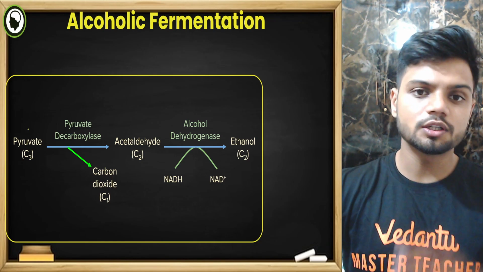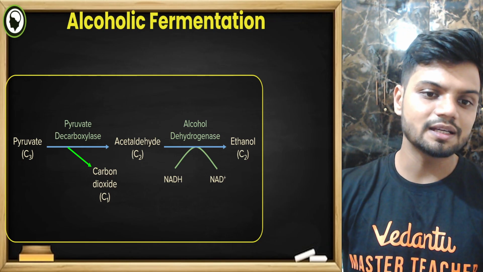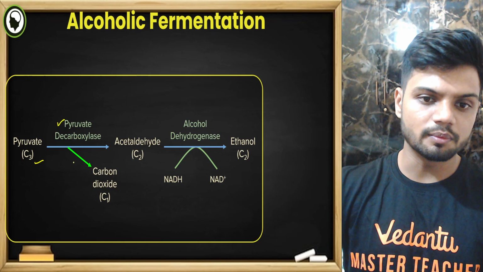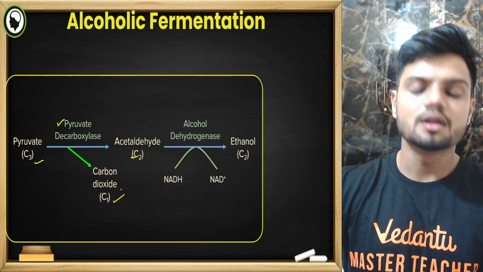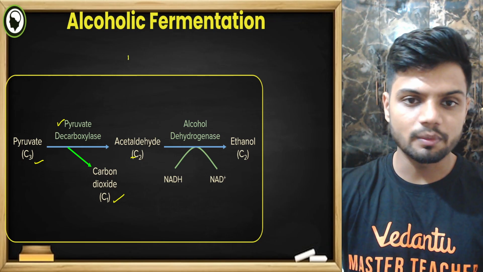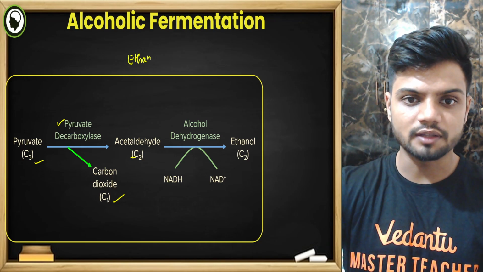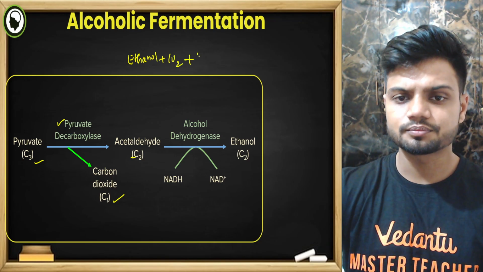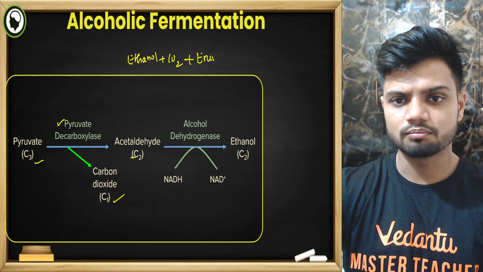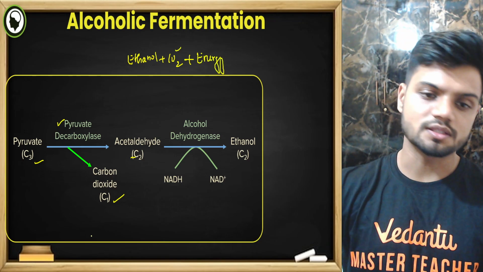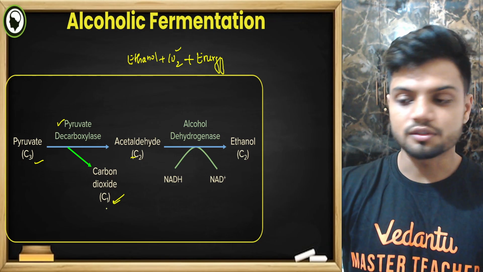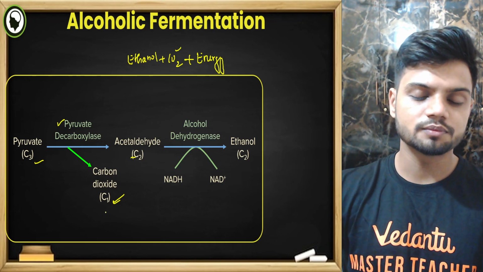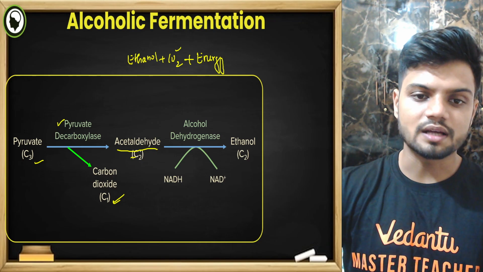What about alcoholic fermentation? In alcoholic fermentation, there are two steps. The first step is decarboxylation, by the enzyme pyruvate decarboxylase. From 3 carbon it becomes 2 carbon, and one carbon is released as CO2. That's why in alcoholic fermentation we have ethanol plus CO2 plus energy. In making cheese, CO2 is released. In making dosa batter, CO2 is coming out. So we have acetaldehyde here.